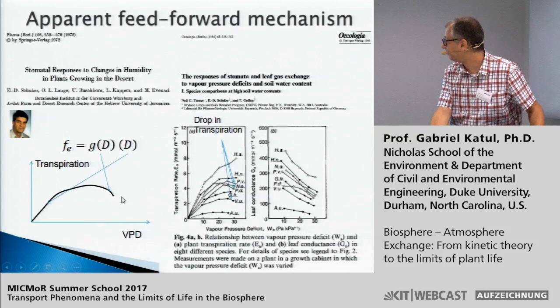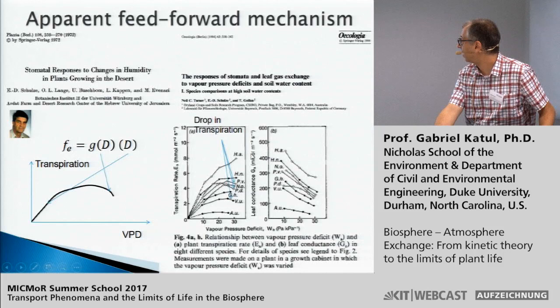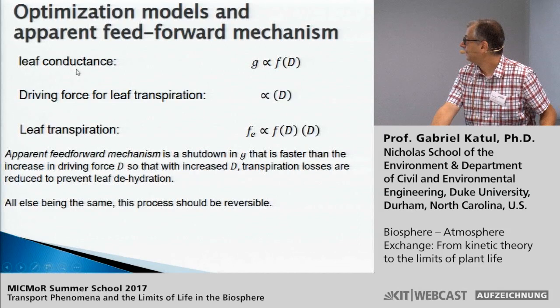And this sort of pattern has been observed before in many data sets. Again, these are some papers that are around that have reported those sorts of graphs, so you could see the exact source. And the question is, can stomatal optimization theories predict this sort of pattern? Or at least, what do they give for this sort of pattern? Now, we have just established that if leaf conductance is proportional to some function of vapor pressure deficit, in this particular case, it is -1/2, the driving force for leaf transpiration is proportional to vapor pressure deficit. These are all simplifications. Then the leaf transpiration, of course, has to be proportional to their product.